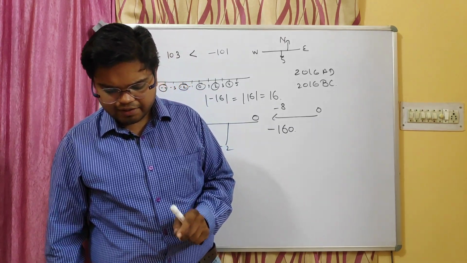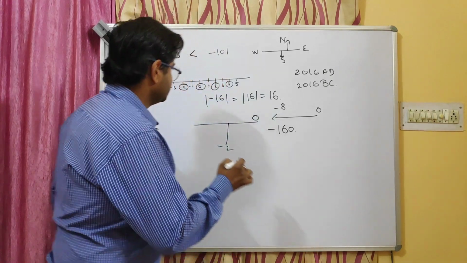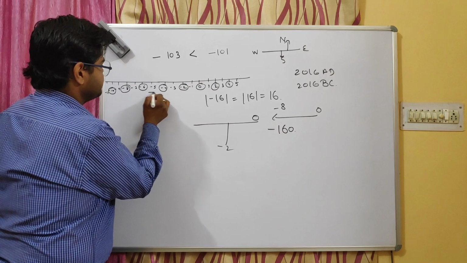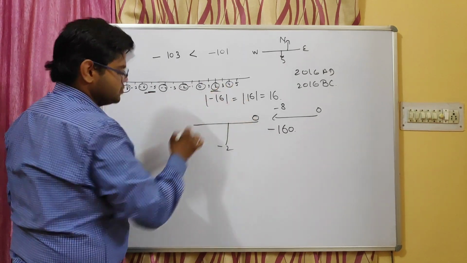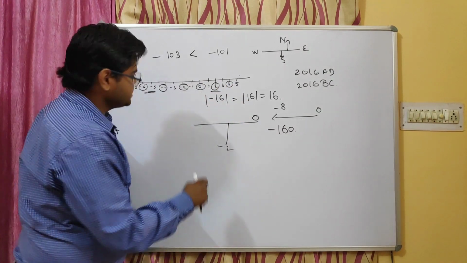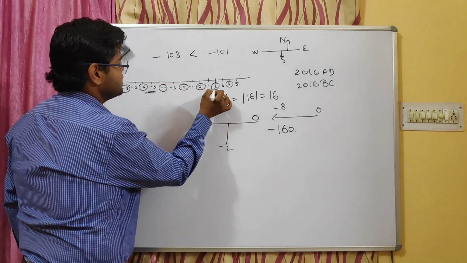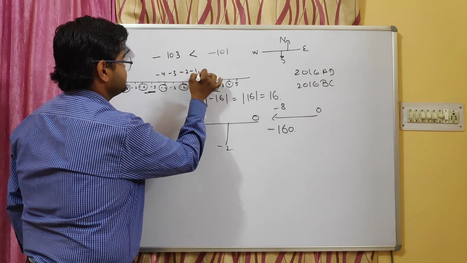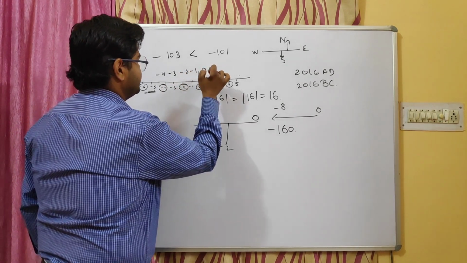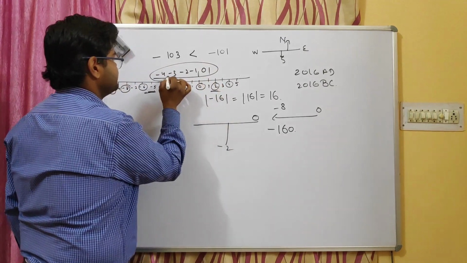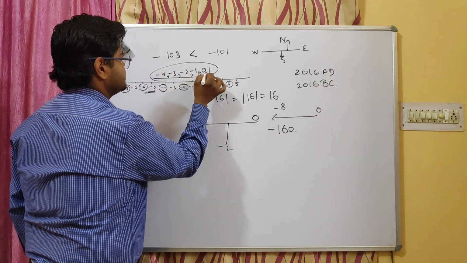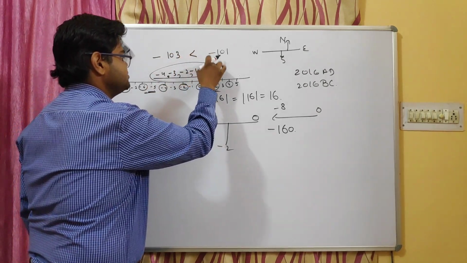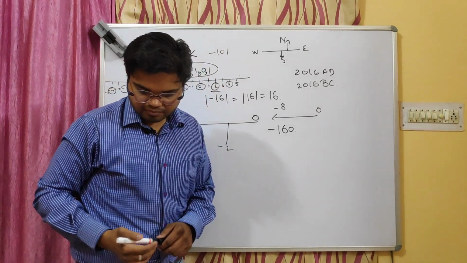So 1, all integers between minus 5 and 2. So if you look here at the number line, here we have minus 5 and 2. All the integers between minus 5 and 2. Minus 4, minus 3, minus 2, minus 1, 0, 1. How many integers do we have here? 1, 2, 3, 4, 5, 6. Okay.